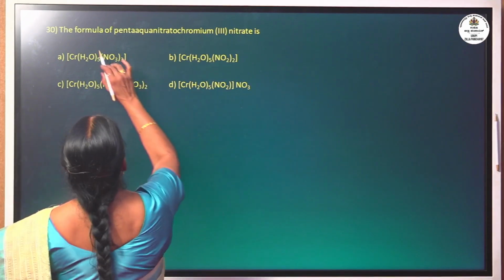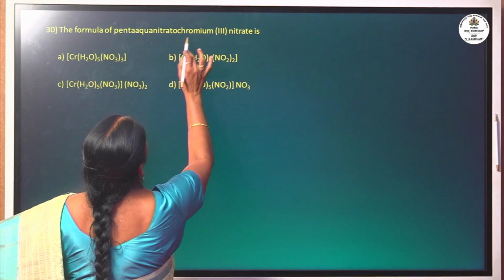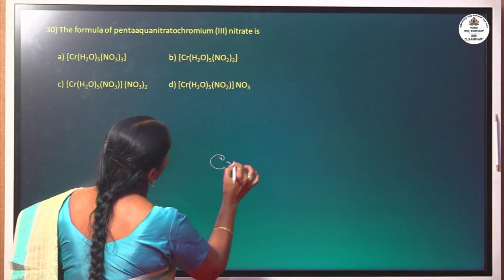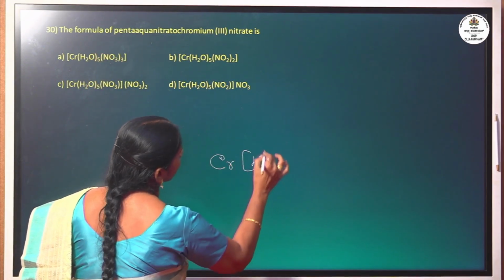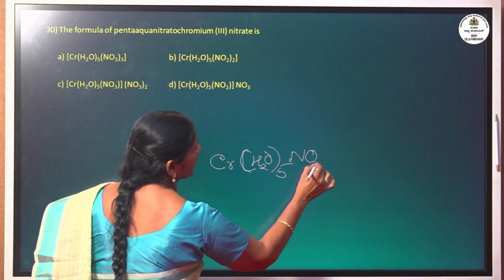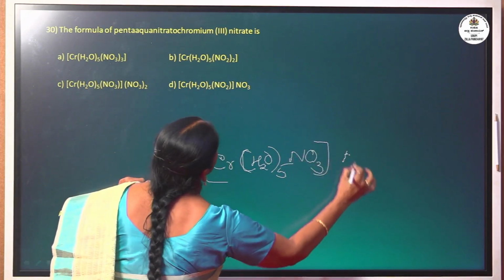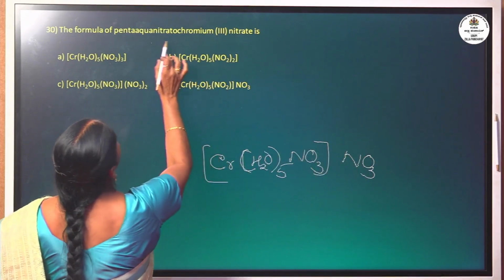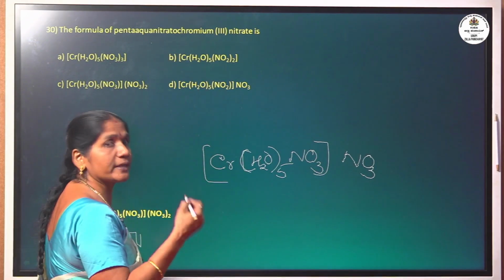Okay. If you go to see this, the formula of penta-aqua nitrato chromium 3 nitrate. We'll write the formula. Chromium, penta-aqua, so it is water, 5. Nitrato means NO3. Chromium nitrate, once again it is nitrate. Nitrito is NO2, and nitrato is NO3.